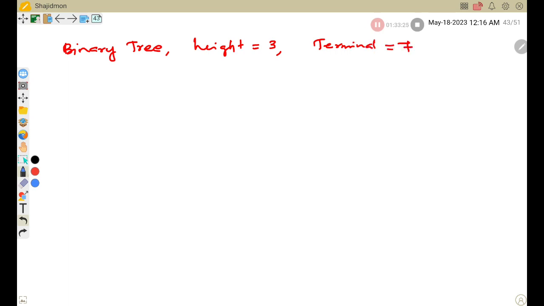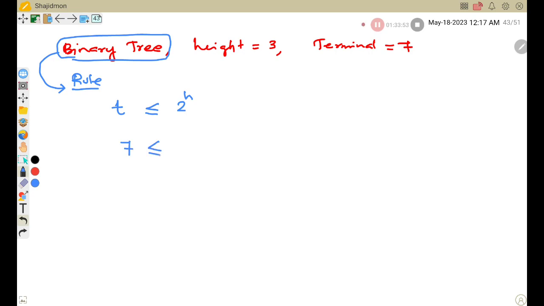Now in a binary tree we studied one rule, the relation connecting terminal vertex and height. What was that rule? T less than or equal to 2 power h. Is it correct or not? First we need to check whether the tree exists or not. What is the T number? Number of terminal vertices? 7.